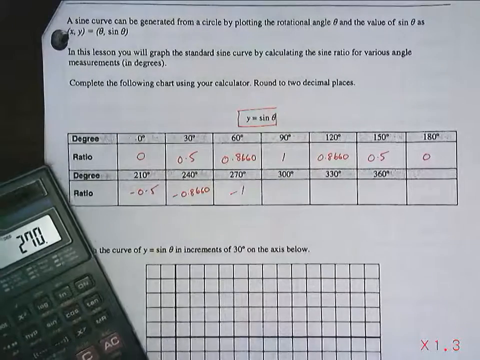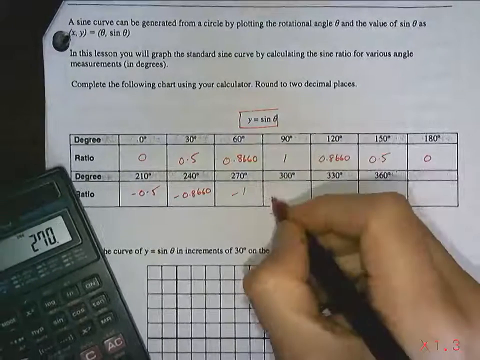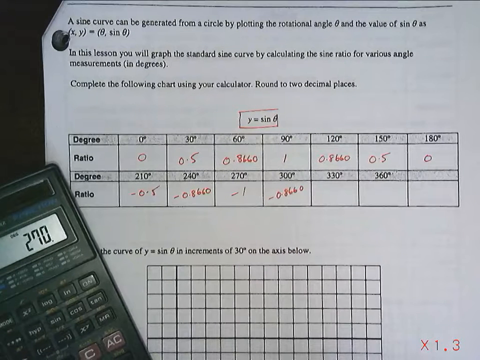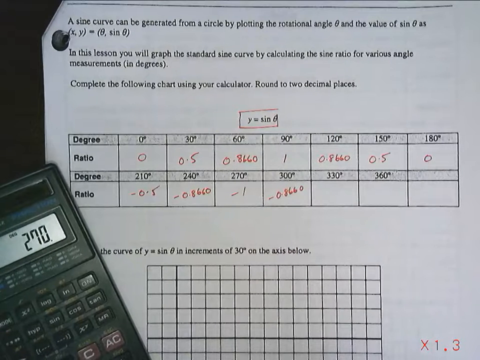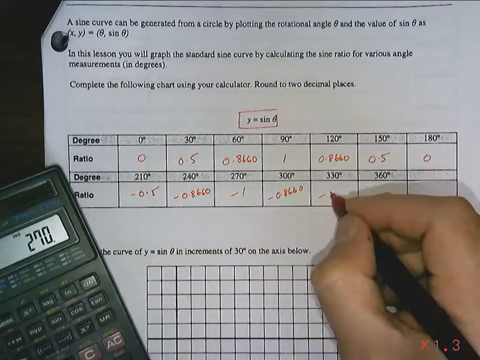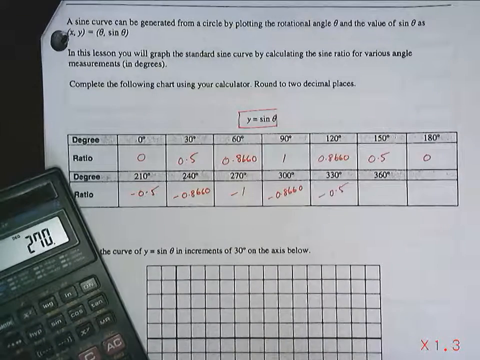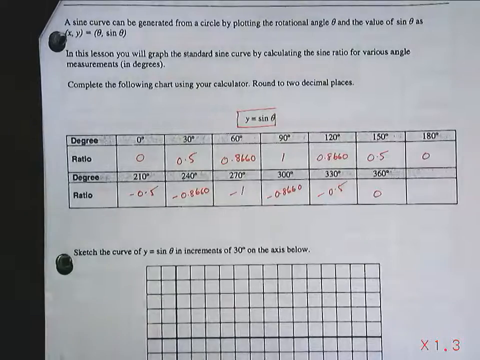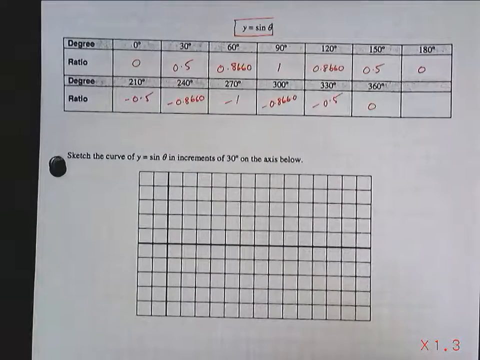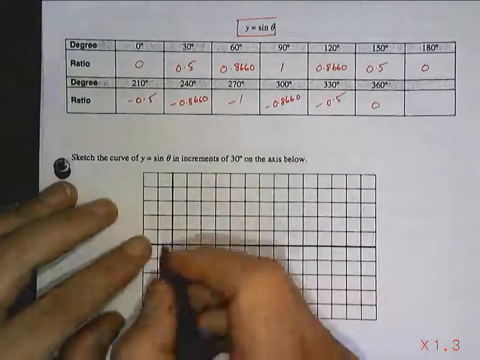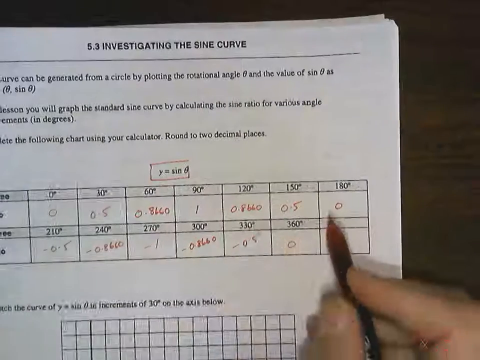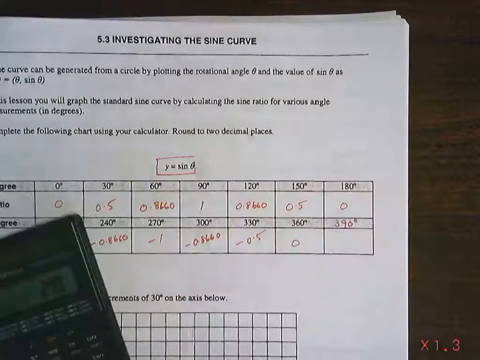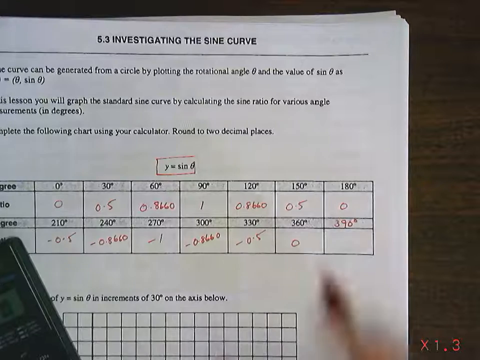What do you think sine of 300 is? Right. Sine of 330? Positive or negative? Sine of 360? 0. So let's graph this. You left one blank. Well, okay, so what would be the next one? 390, right? What do you think 390 is going to be? Negative 0.5. You're right.